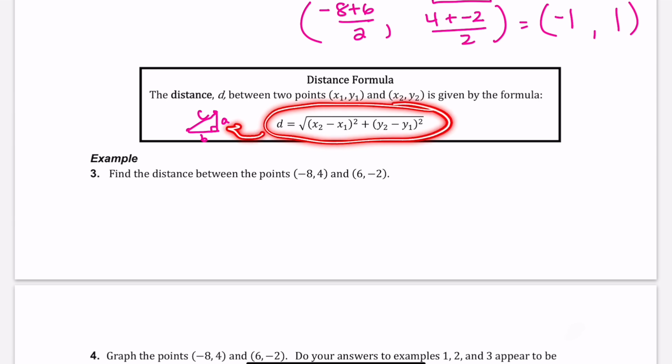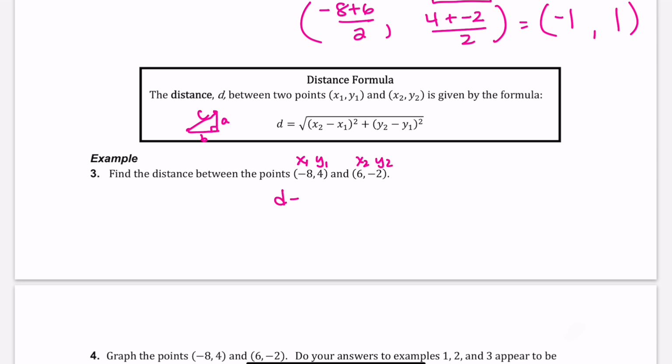But just keep in mind it comes from the Pythagorean theorem, where this would be our a squared, this is our b squared, and then we take the square root so that we can get the c length alone. We're finding the distance between 2 points. So we're going to take our x1, y1, x2, y2, and we're going to put it into the formula d equals the square root of x2 minus x1 squared plus y2 minus y1 squared.